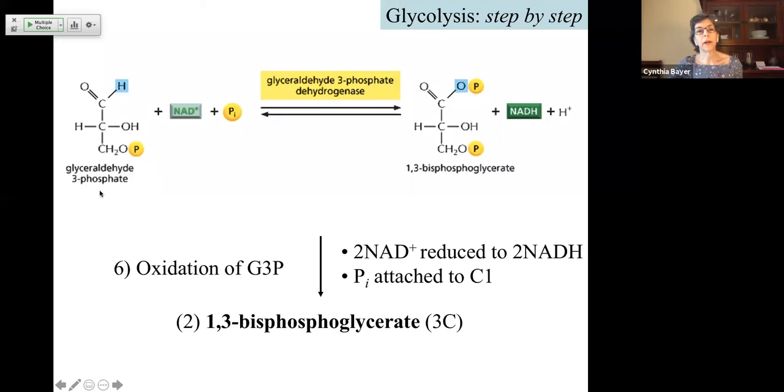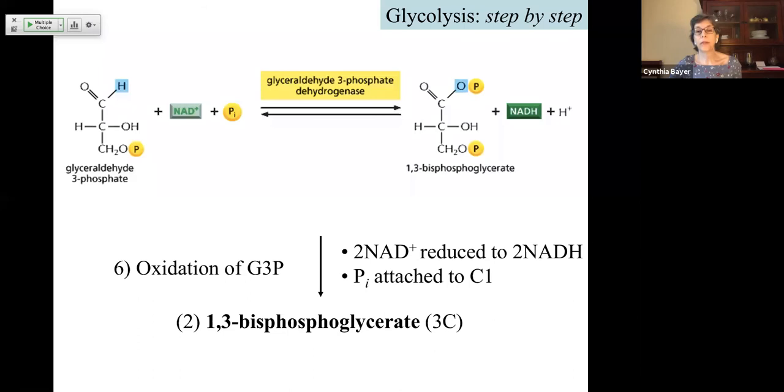But our glyceraldehyde 3-phosphate is oxidized. It's going to lose this hydrogen atom. This hydrogen atom is going to be transferred, and really what's important is the electron of this hydrogen atom is going to be transferred to the electron carrier NAD+. So in this step, the carbon is losing electrons, they're being transferred to an electron carrier, and we produce NADH.